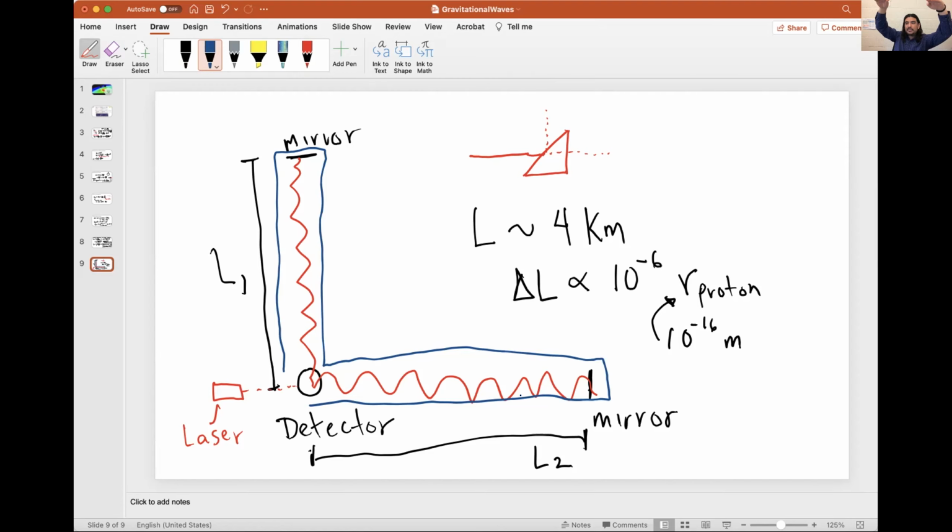And then all of this is hanging on a bar, and the mirrors are hanging from two different pendulum-like things so that all of the vibrations on Earth don't affect them. And then they repeat the setup, both in Louisiana and in Washington state. They have the same setup in both, so that the only way you can tell that there's a gravitational wave signal and not something else is that they both measure the same thing.